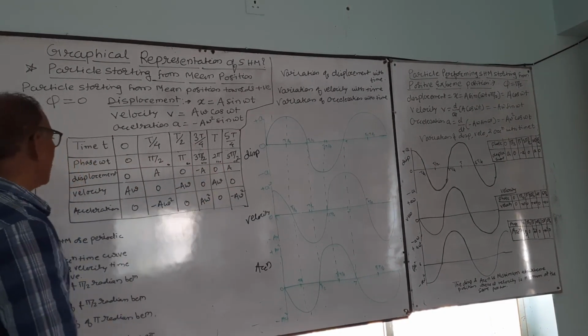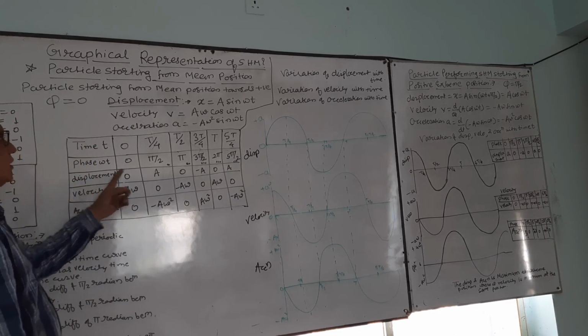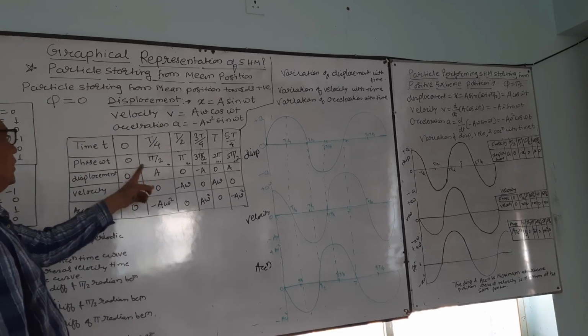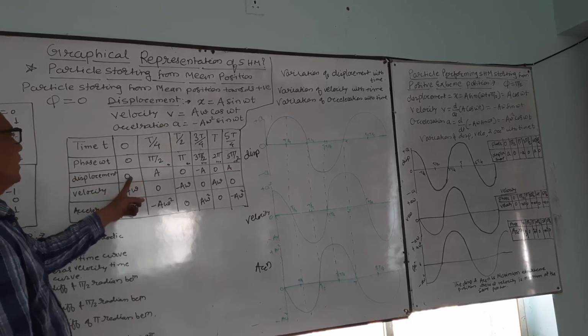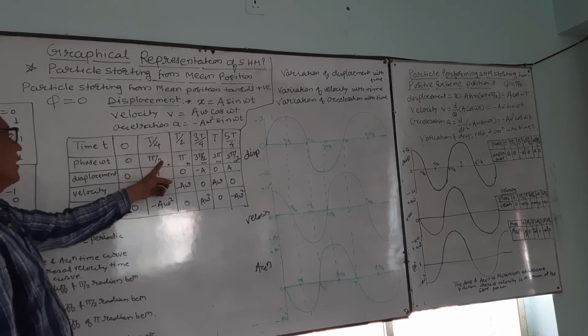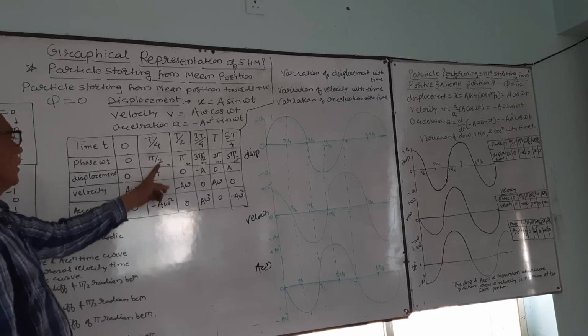450. First of all, we have to find the values for displacement. Its equation is x is equal to a sin of omega t. Therefore, x is equal to a sin of 0. Its value is 0 because sin of 0 is 0. Second, x is equal to a sin of pi by 2. Its value is 1, means a.